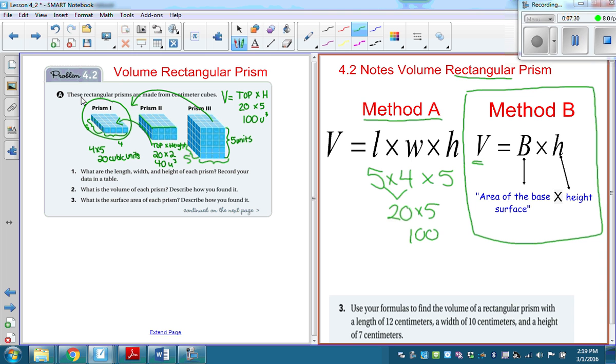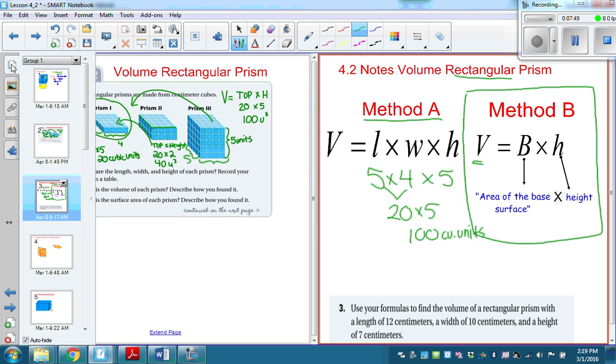100 cubic units. You could also write it like that. Okay. The drawback to method A is it only works for rectangular prisms. Method B, that idea works for everything. So let me show you another place that works.